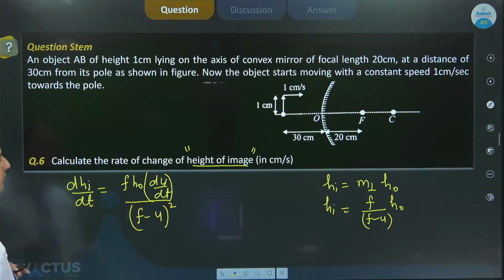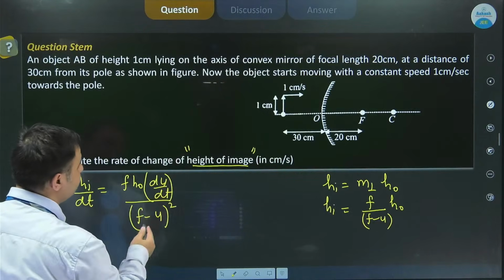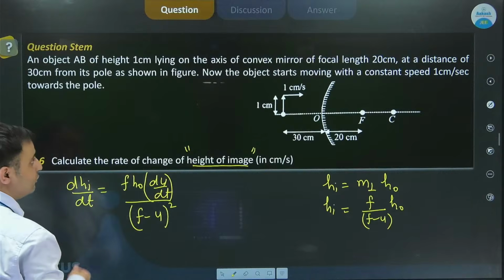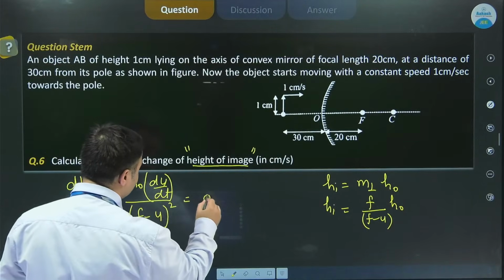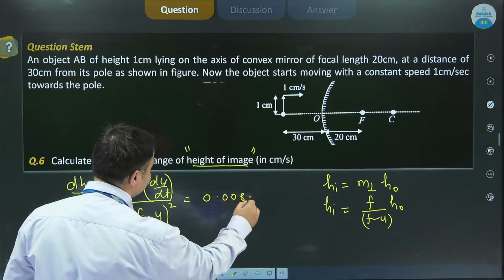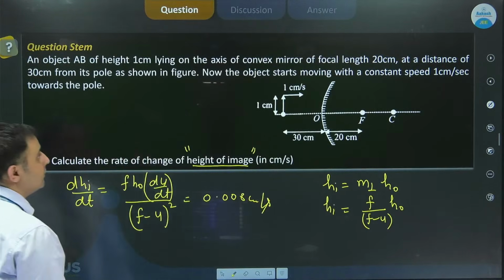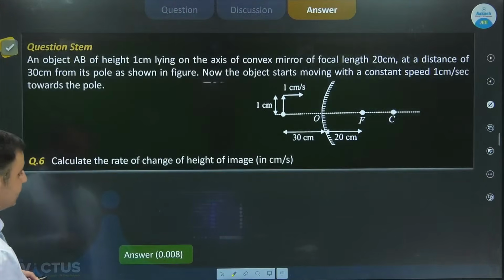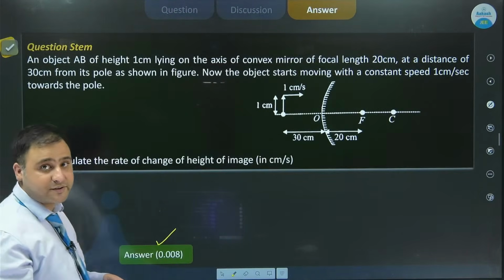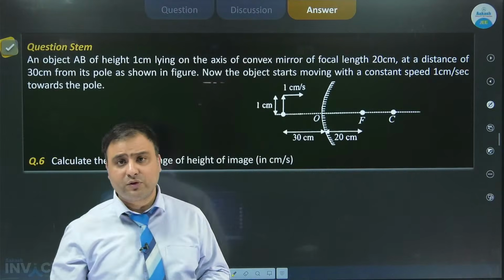Now all the values are given. Focal length is given, height is given, du by dt is 1 centimeter per second, focal length you all are given. On putting these values, this comes out to be 0.008 centimeter per second. So yes, 0.008 centimeter per second. Now let's move on to the next question.